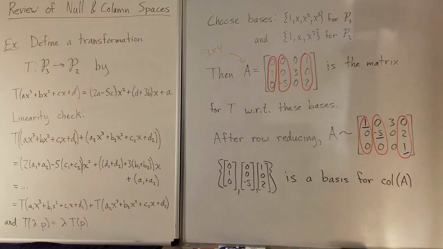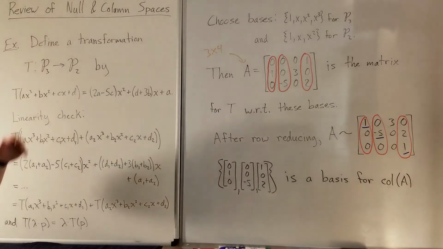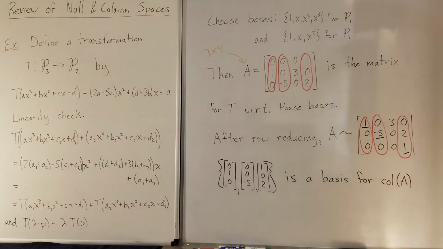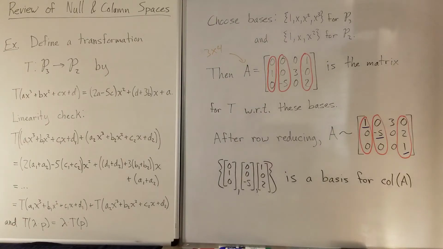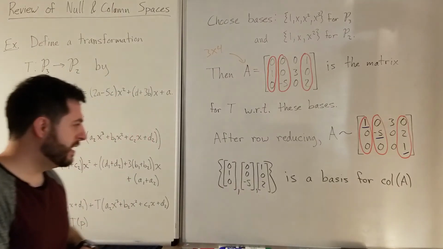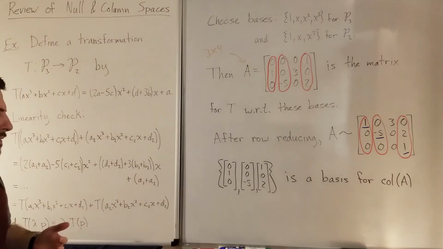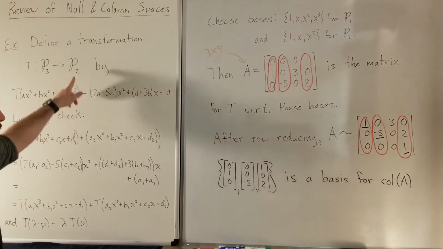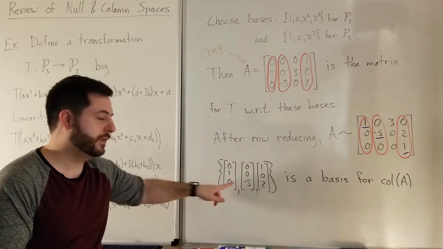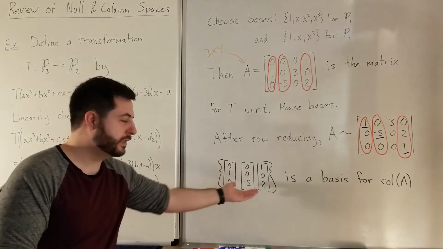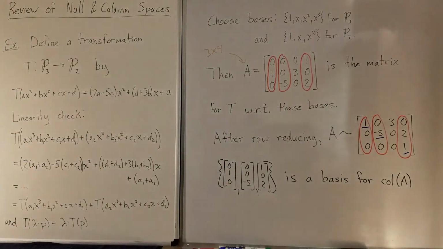Our goal is to find the range of this, or a basis for the range of this. Well, in this case, we have 3 vectors that are a basis for column space of A. When we translate them back into polynomials, remember this is 0 times 1 plus 1 times x plus 0 times x squared. These are all secretly polynomials in P2.